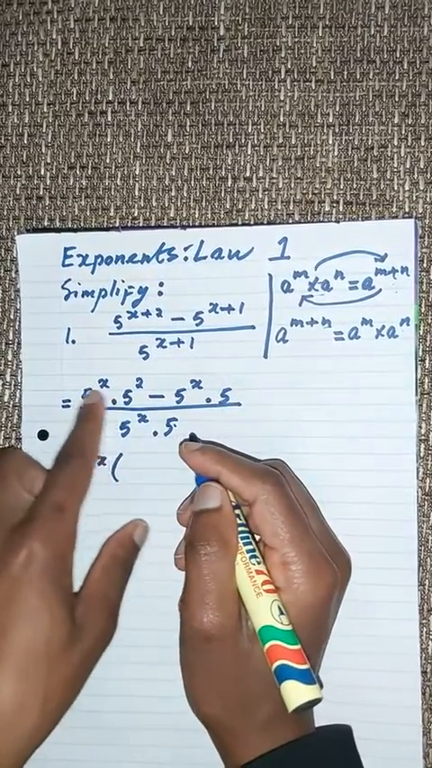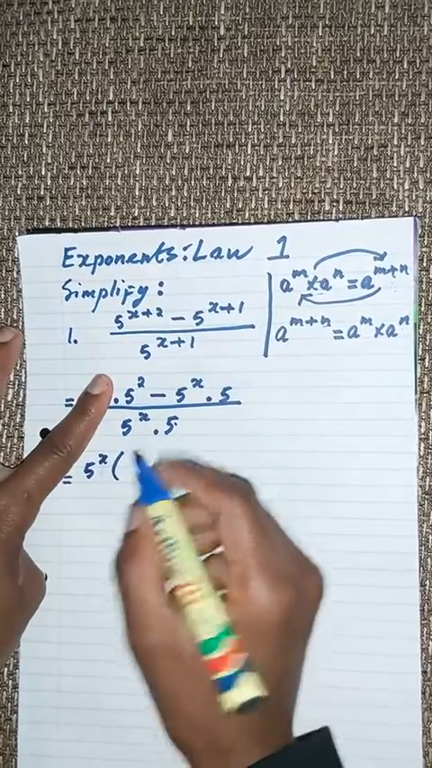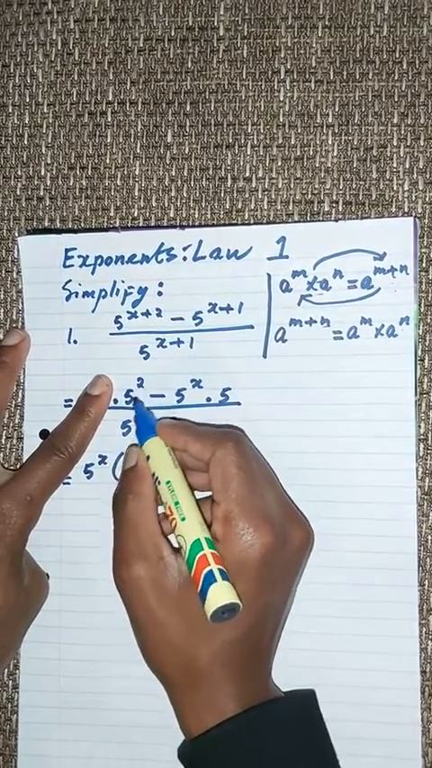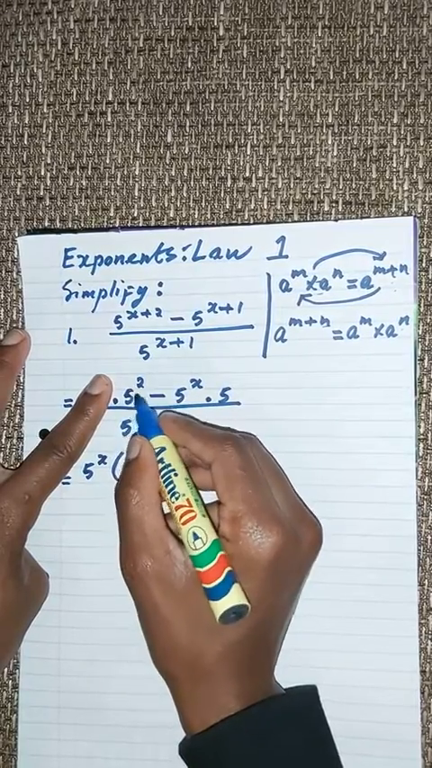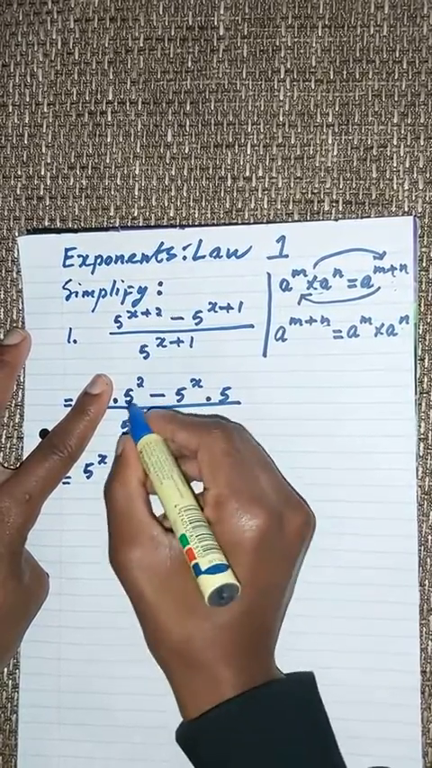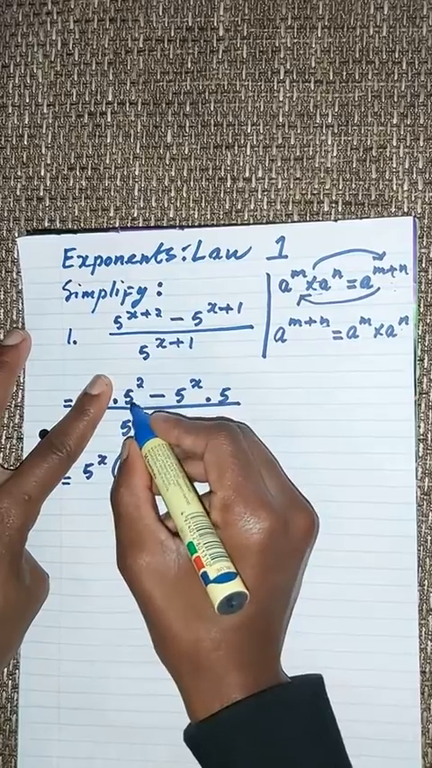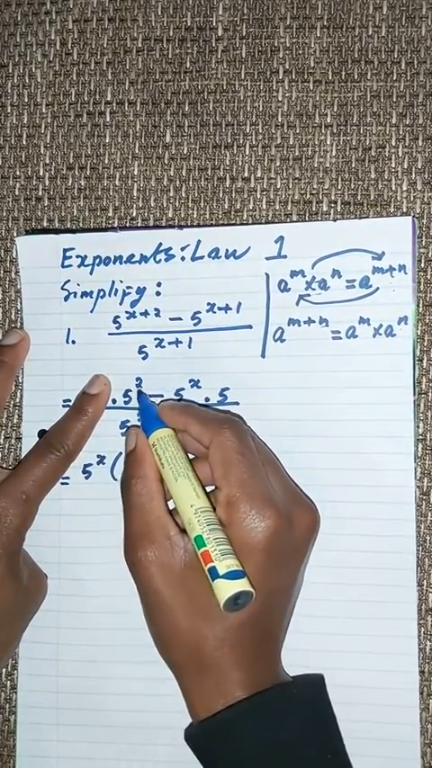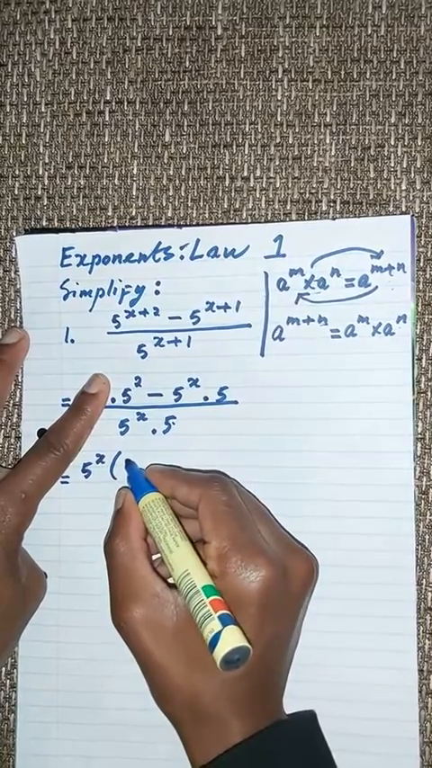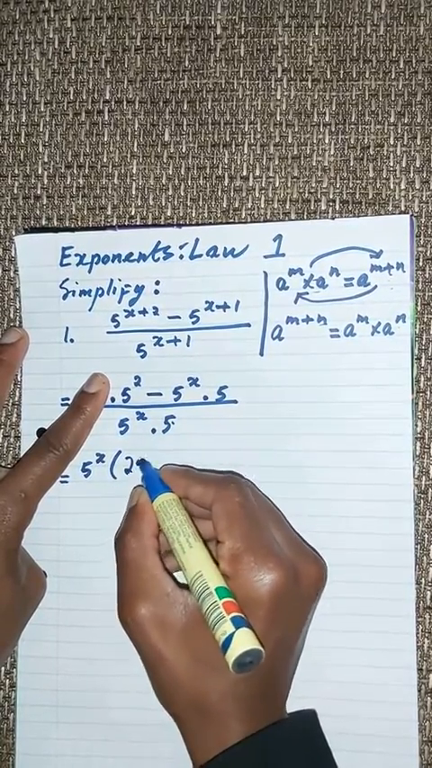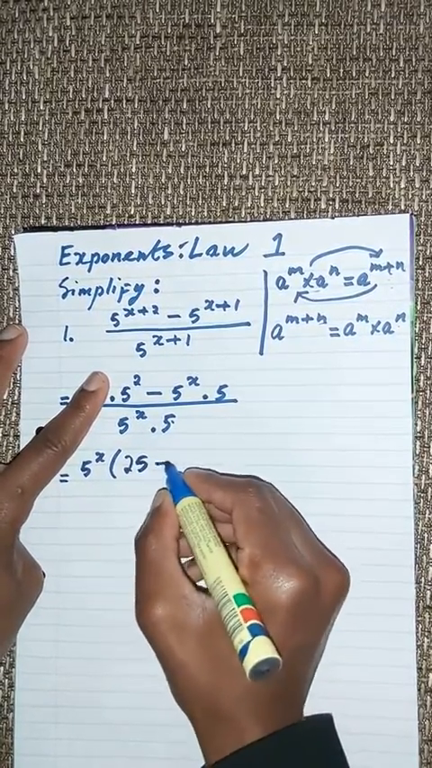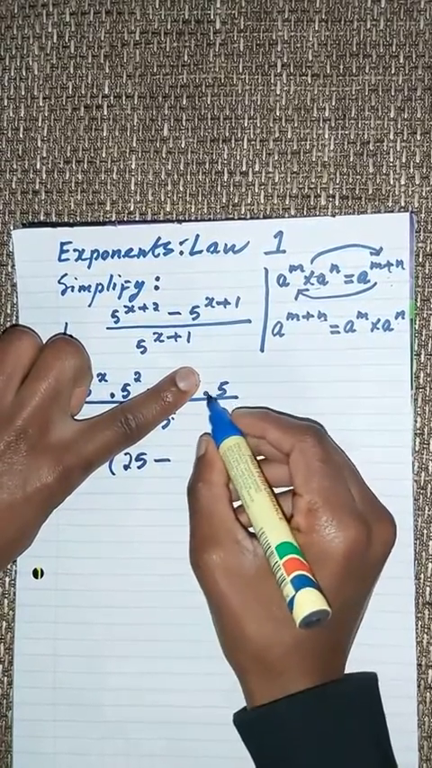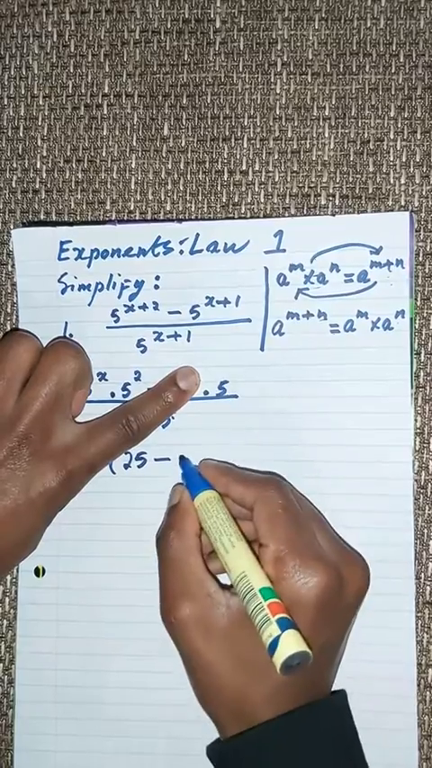So when I remove it from here, I remain with what? 5 to the power of 2. And 5 to the power of 2, by the way, guys, is 25, right? So I'm going to write this now as a number. When you punch 5 to the power of 2 on a calculator, it should give you 25. So that's what I'm going to write. I'm going to write 25, right? Minus, when I take 5 to the power of x away from here, I remain with 5.